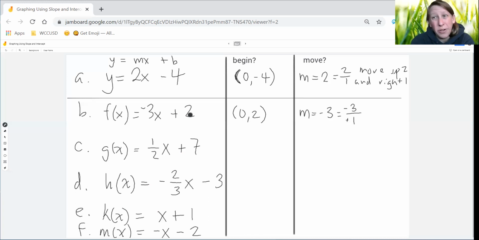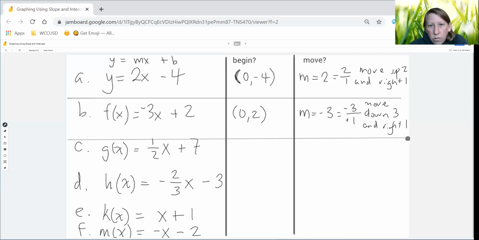Okay, so negative. What's our moving directions if we're going negative? It's not up, it's down. So we're going to move down 3 and right, we're going to run over 1 because that's a +1 under there. Okay, let's do some more. We got a whole bunch of examples, so hopefully by the end you really start to understand here.